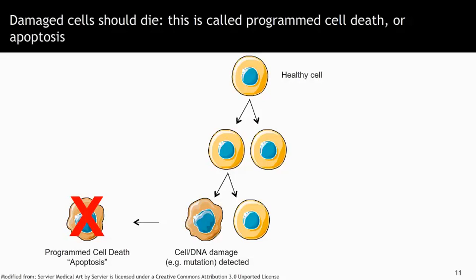And in this diagram you see a healthy cell becoming 2 healthy daughter cells, and then one of those cells becoming a damaged cell, which then undergoes programmed cell death.